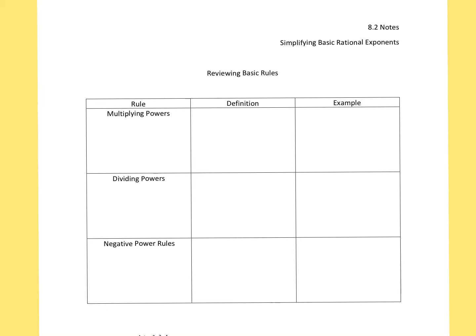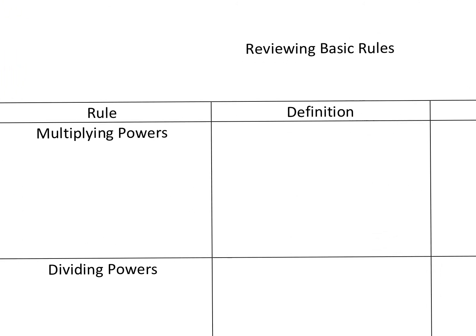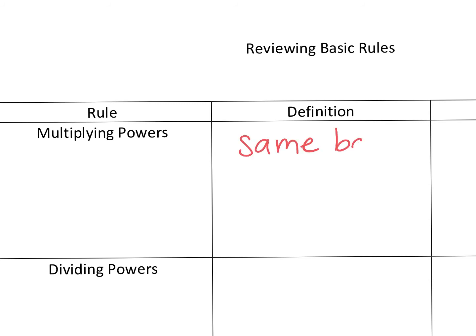So 8.2, basic rational exponents. We're going to start by just reviewing some rules. We have seen these before in Algebra 1, and we have talked about them before in this class too, but we're just going to quickly review through them. The first thing is when we are multiplying powers. When we are multiplying powers, if they have the same base, we can just add the exponents.